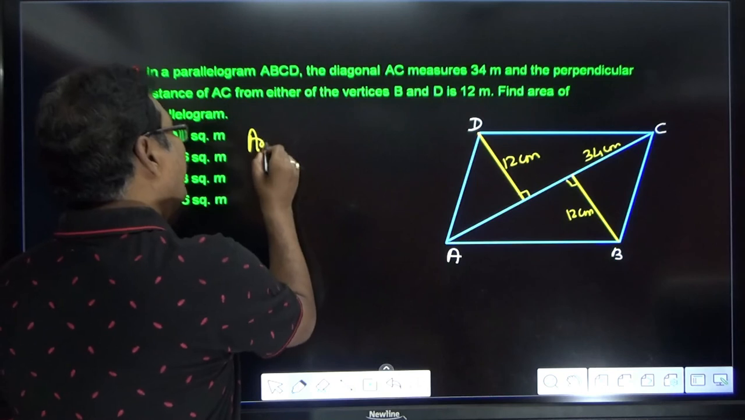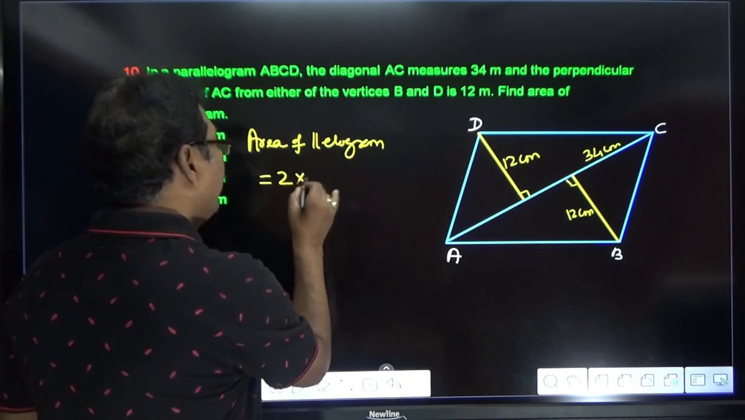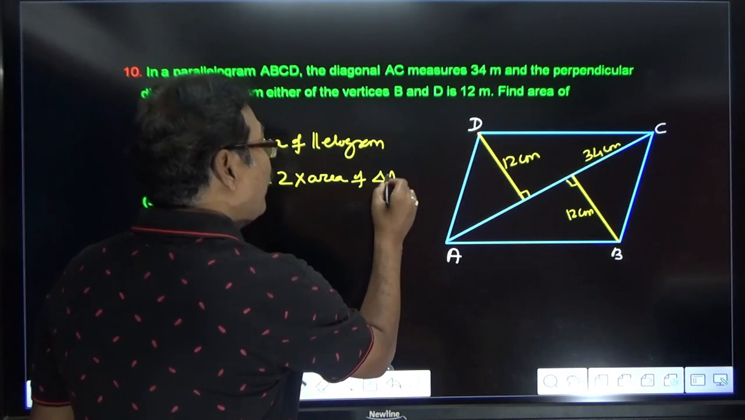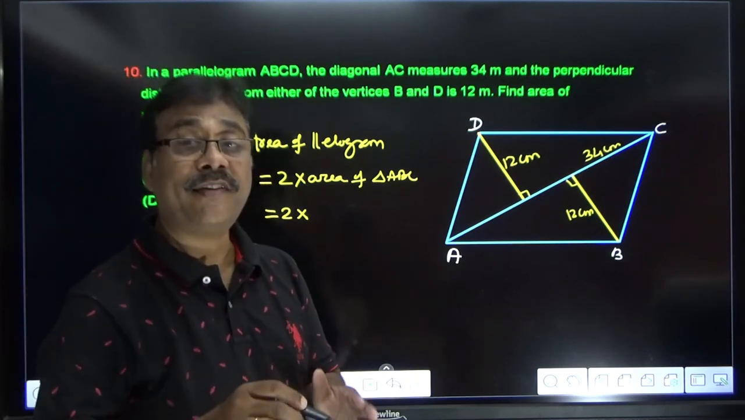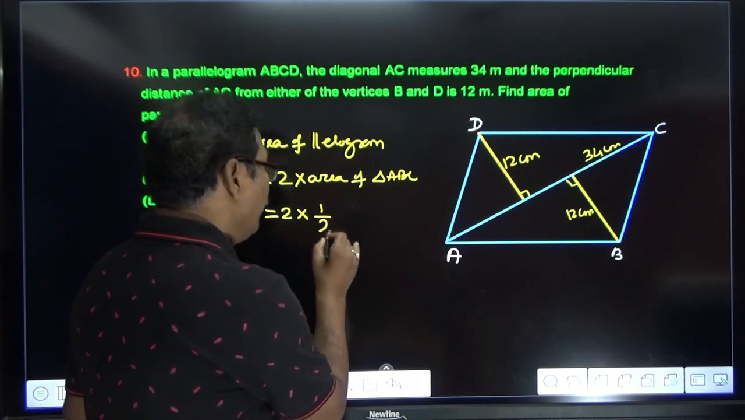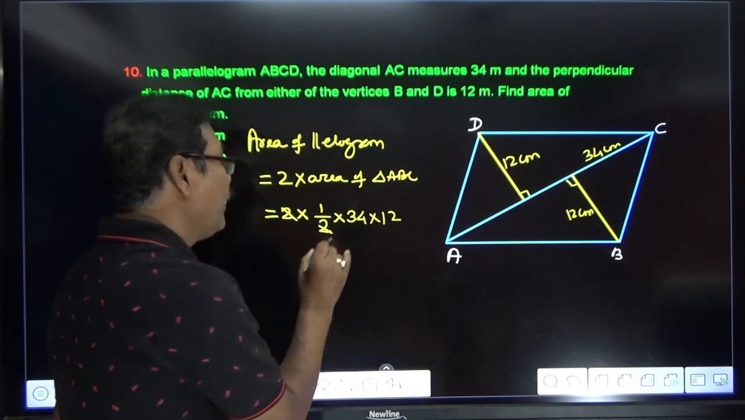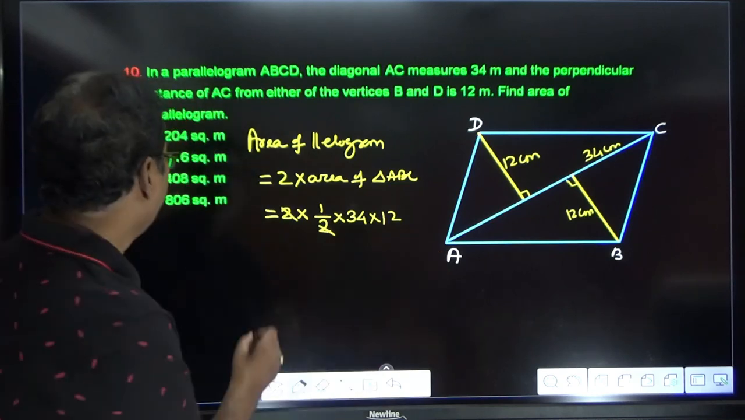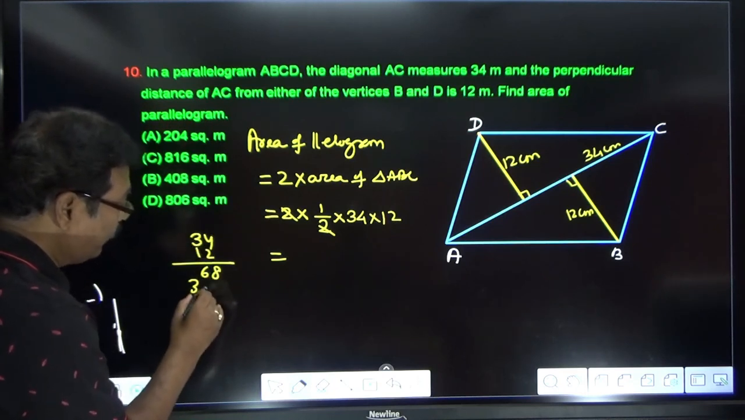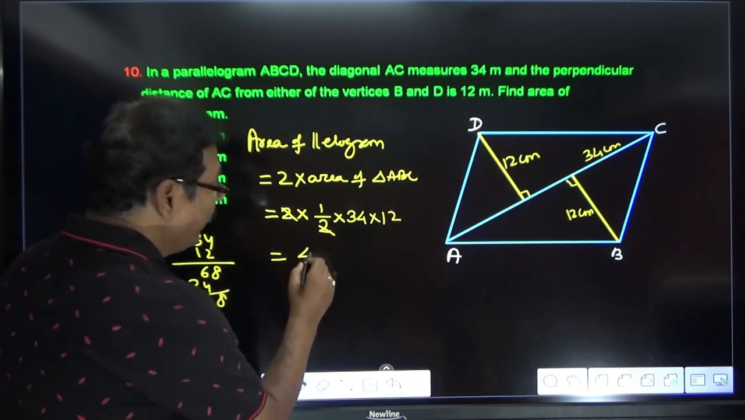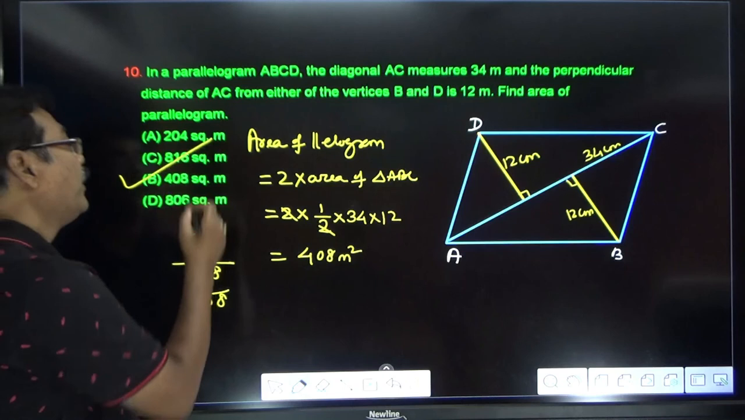So I can write area of parallelogram is 2 into area of triangle ABC. That is 2 into the triangle area formula, which is half into base into height. So it will be half into base, which is 34, into height, which is 12. These two get cancelled, so this product will give you the answer. And this product, 34 into 12, gives you 408. And what is the unit actually? Meter square. So option B is correct here.